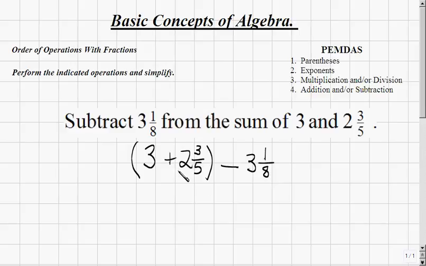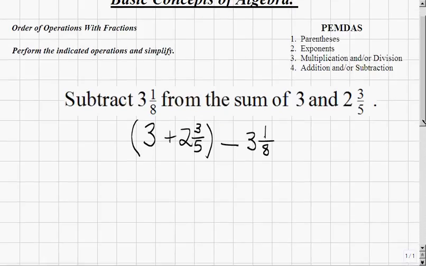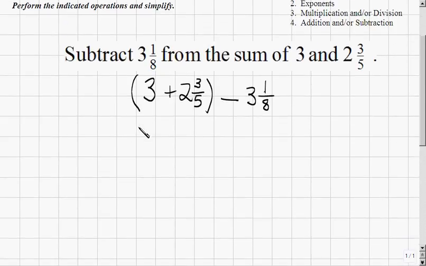Moving forward, in order to add and subtract fractions, it would be best if we had improper fractions instead of mixed numbers. So let's first convert each one of these to an improper fraction. 3 we could write as 3 over 1, since any number can be written as itself over 1. Plus, now let's convert 2 3/5 to an improper fraction.